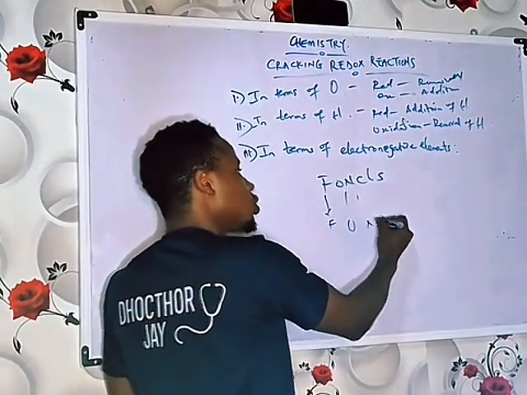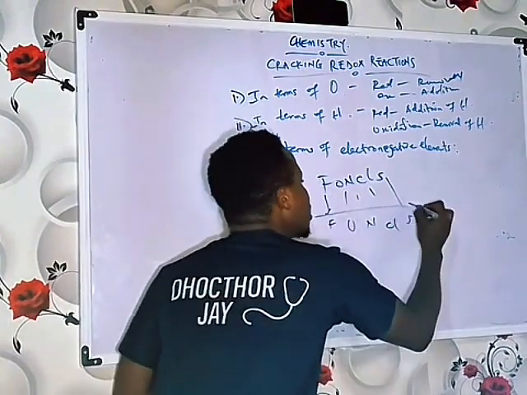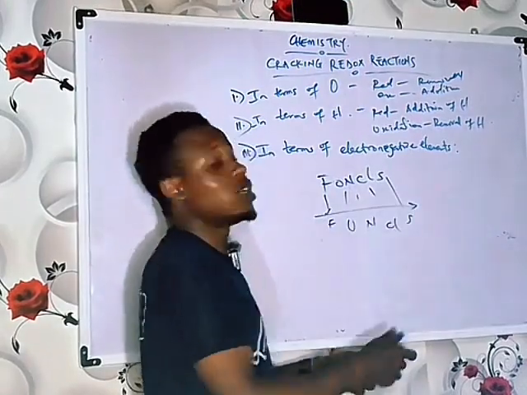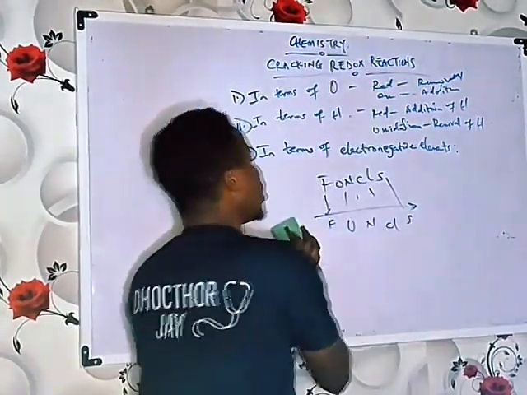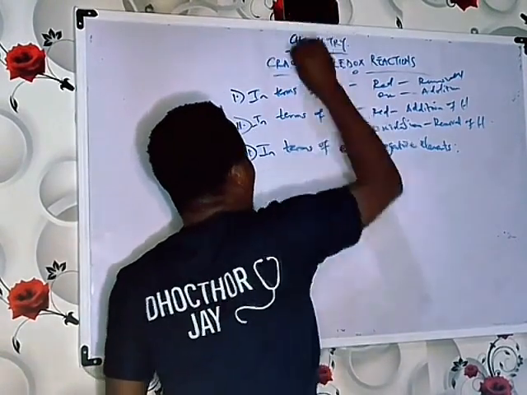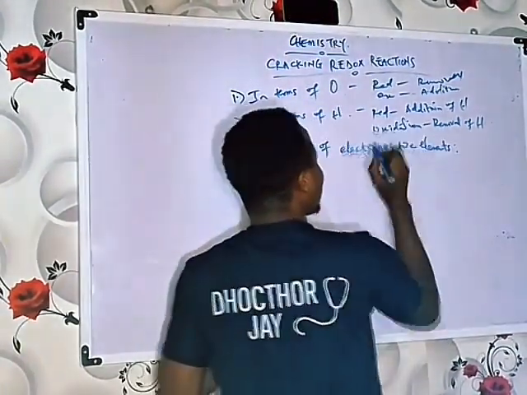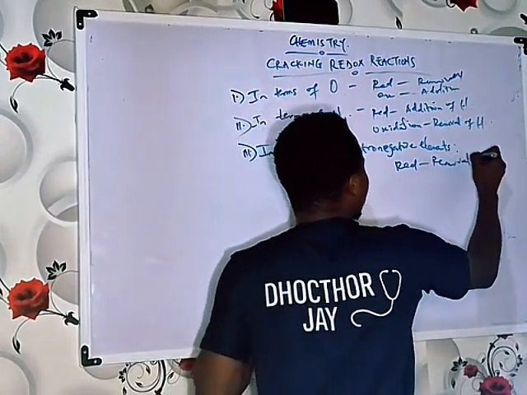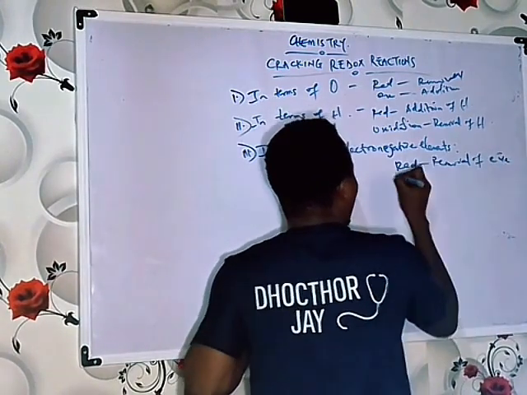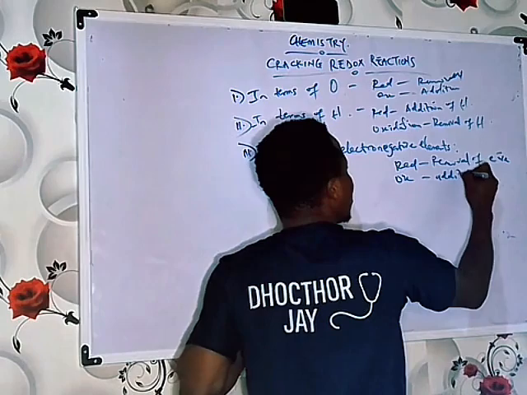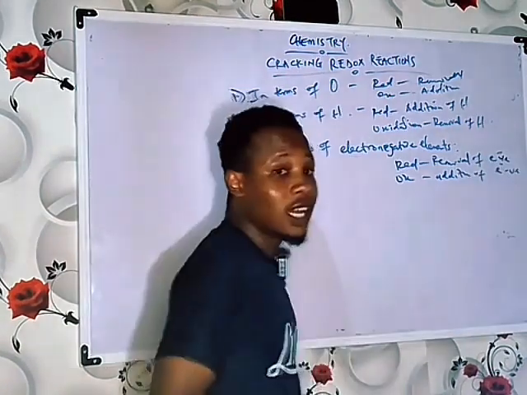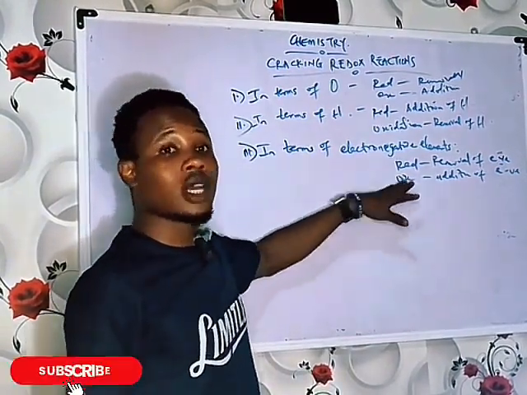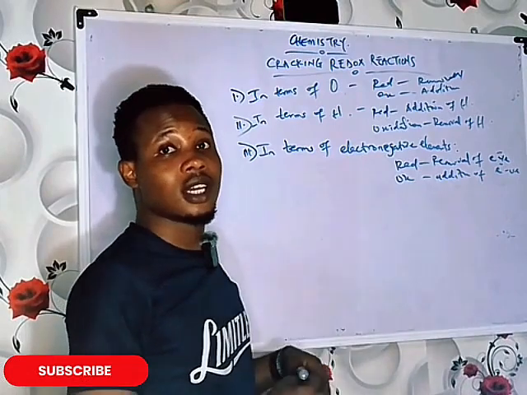This is oxygen. This is nitrogen. This is chlorine. This is sulfur. This is decreasing electronegativity on the periodic table. So if you are adding any electronegative element, it can also be a basis or term for the definition of redox reactions. In terms of electronegative elements, reduction is removal of electronegative elements, while oxidation is addition of electronegative elements. All right. So that's for the definitions that we have in terms of electronegative elements.